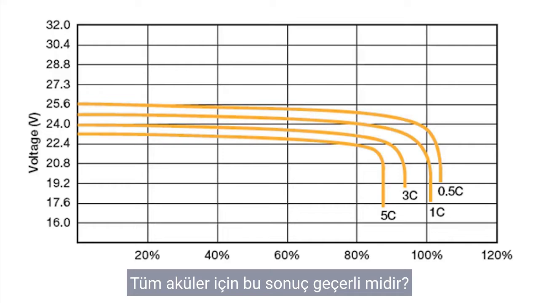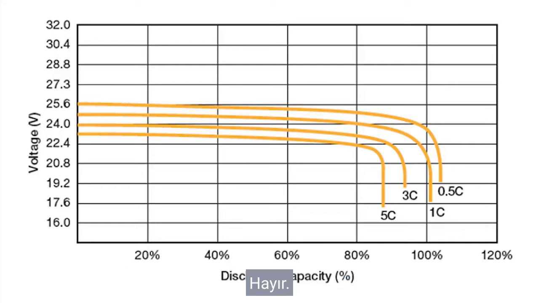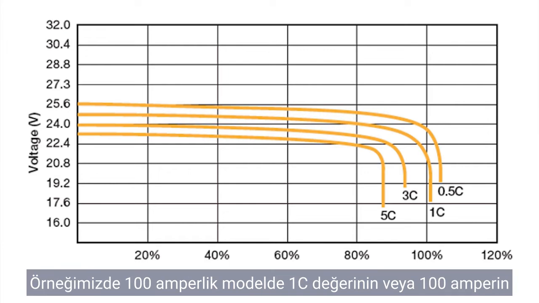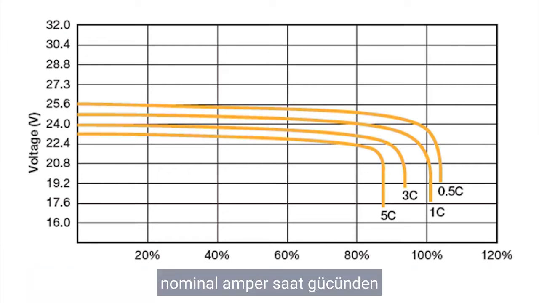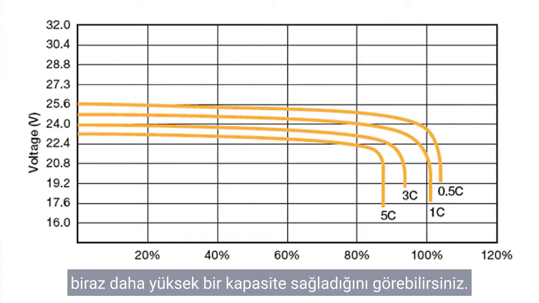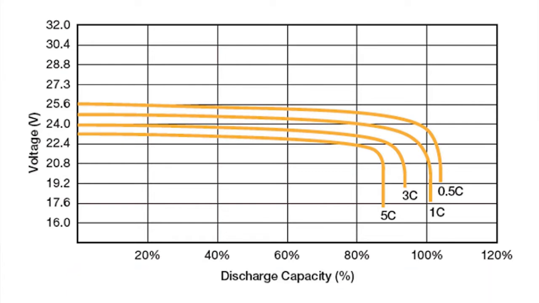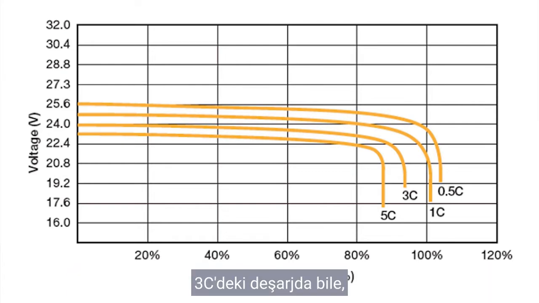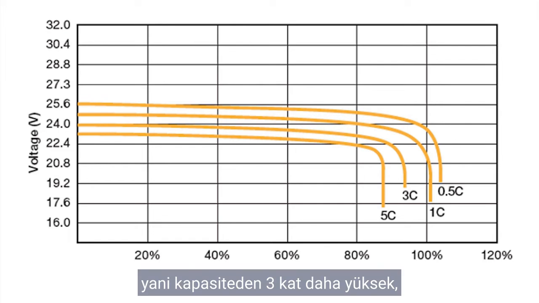Do all batteries have this effect? No. When looking at the same diagram, but then for a lithium battery, you can see that the 1C value, or 100 amp in a 100 amp model in our example, already results in a capacity slightly higher than the rated amp hour power. Even at a discharge at 3C, so 3 times higher than the capacity, 300 amp in this case, the capacity is still about 90%.